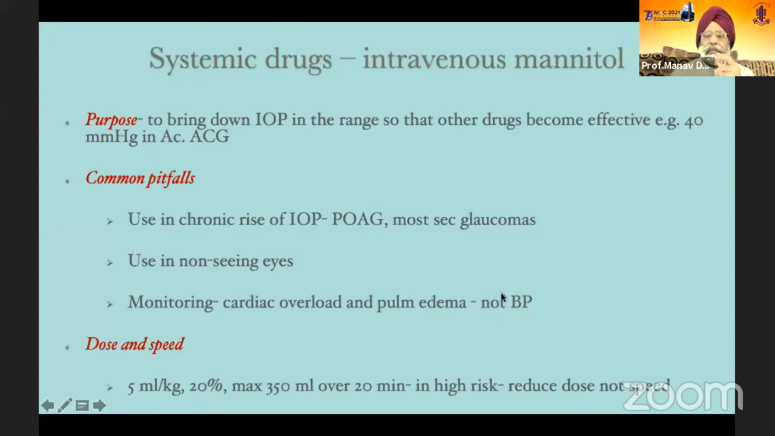Generally, residents come and say, sir, we are checking the BP. Oh, BP is not important. It's cardiac overload which is important for these. And dose and speed, I think this has been discussed by Dr. Partha.